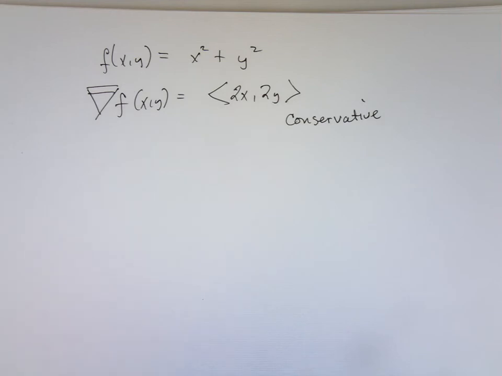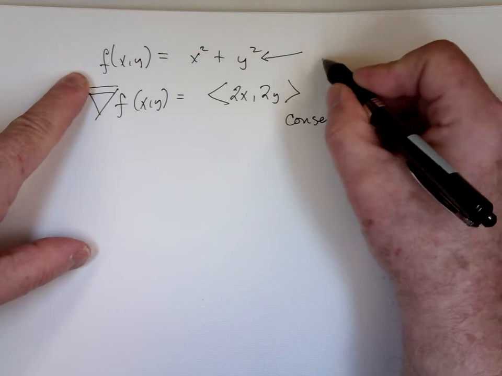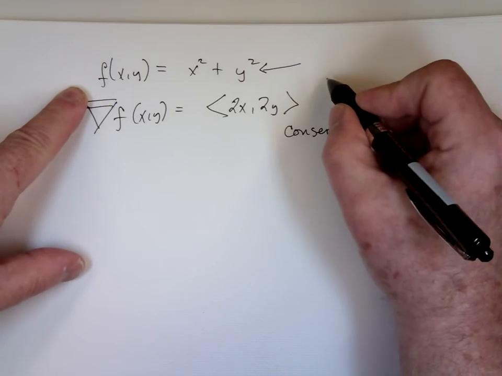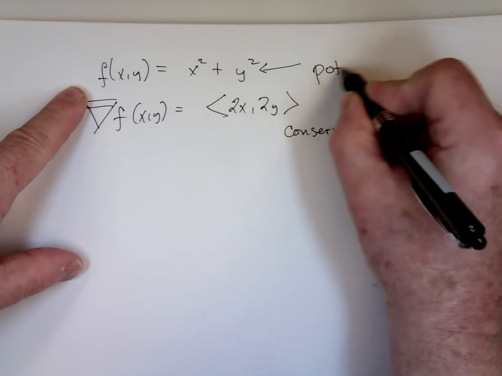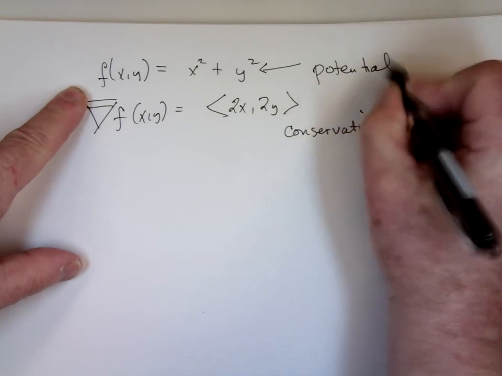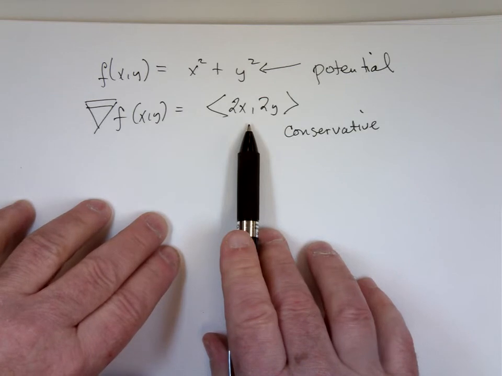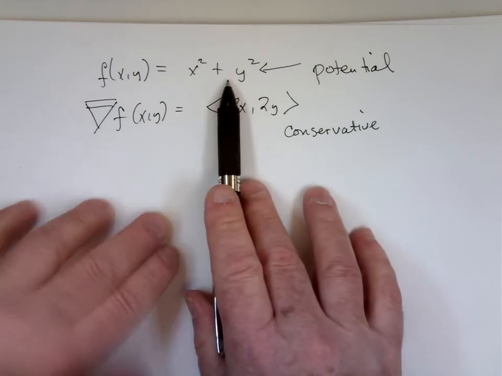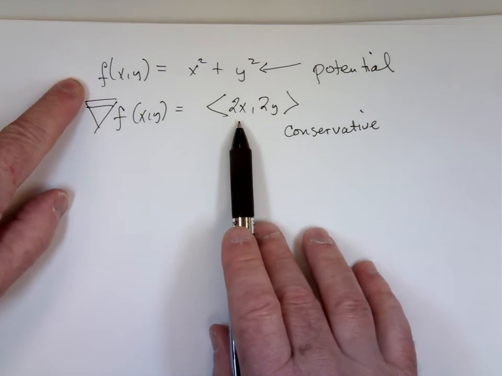The function itself is called its potential function, or potential. Do you guys know this stuff? This is a conservative vector field because it has a potential function, a function for which it is its gradient. You with me?